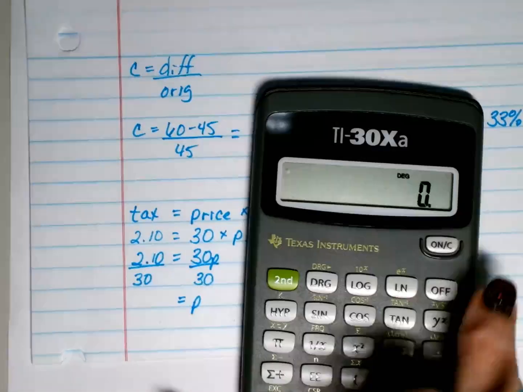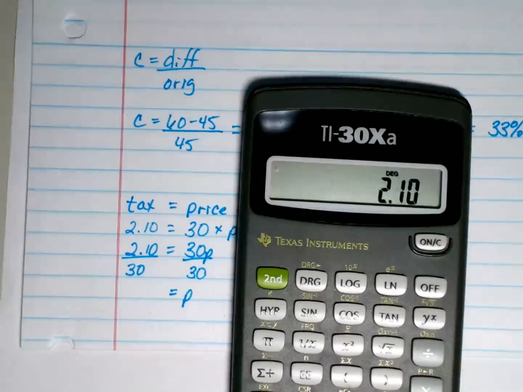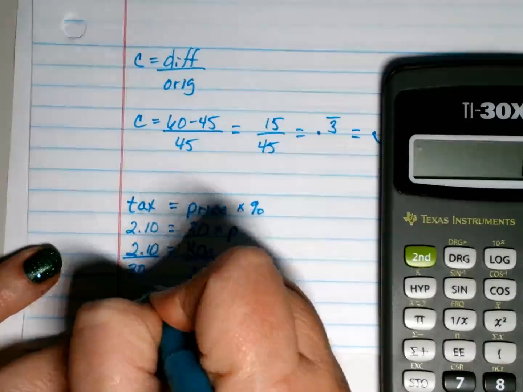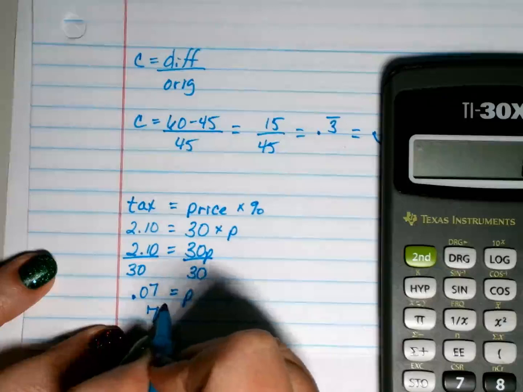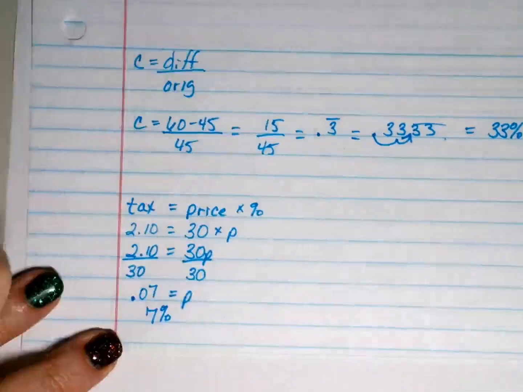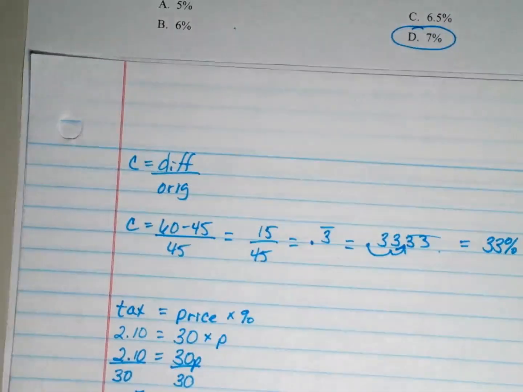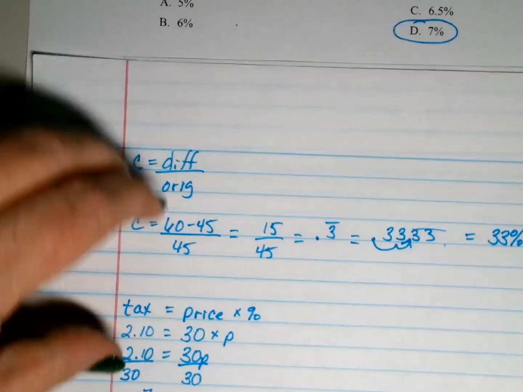Guys, watch. $2.10 divided by 30 equals 0.07, which is what? 7%. She paid 7% sales tax, which is D. Is that good? That's average. That's a normal tax rate.